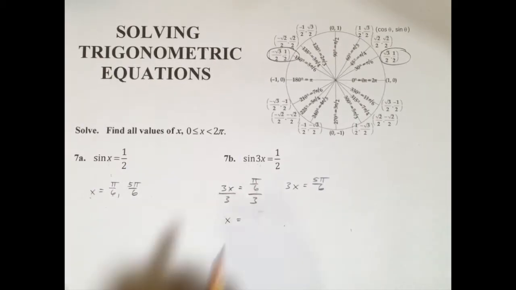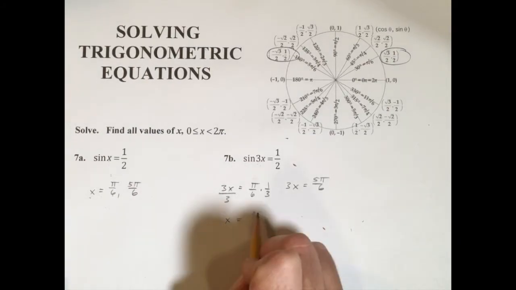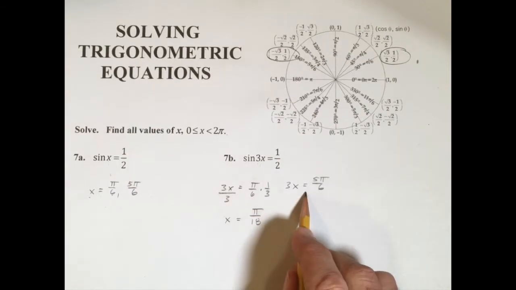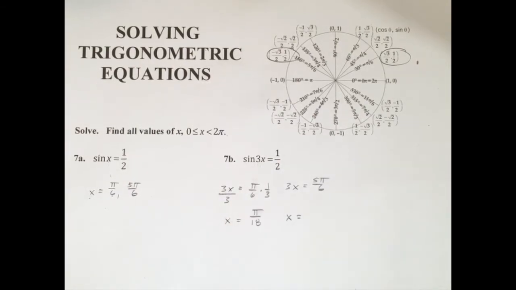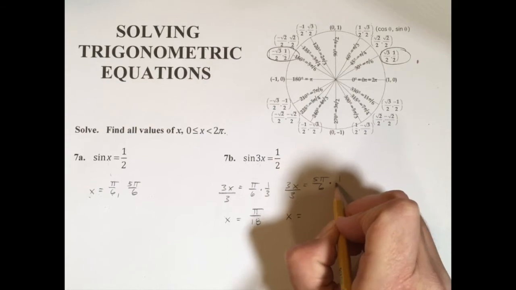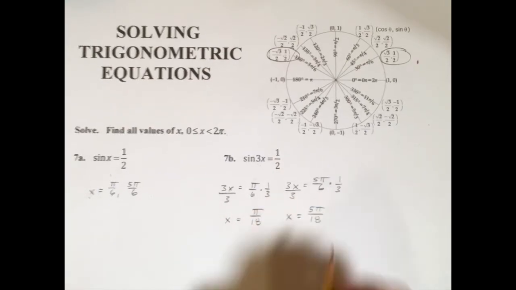And the way you divide a fraction by 3, or the way you divide a fraction by 3 over 1, is to multiply by the reciprocal. We need to multiply pi over 6 by 1/3. Pi over 6 times 1/3 is pi over 18. To finish solving this for x, I also need to divide by 3, or multiply by 1/3. If I divide the left side by 3, I must multiply the right side by 1/3. This would be 5 pi over 18.